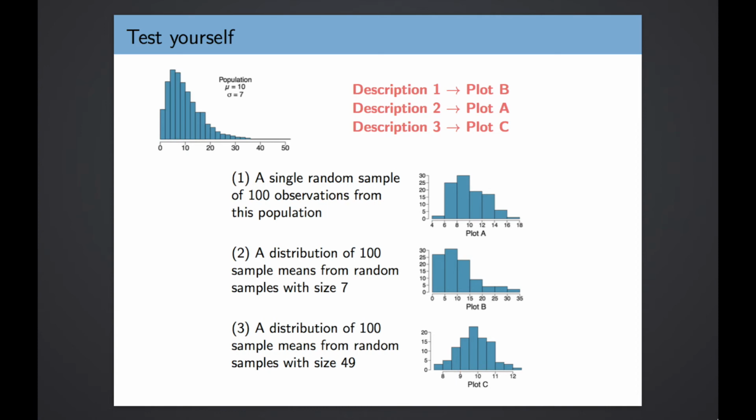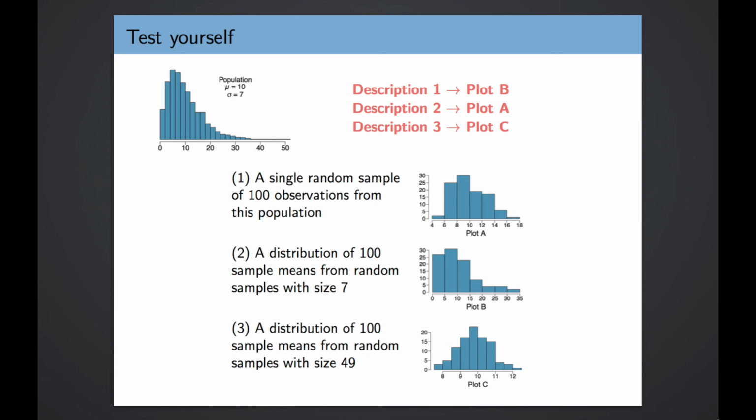The second description is a distribution of 100 sample means from random samples of size 7, so pretty small samples that we've calculated sample means for and plotted the means. So in this case, that's plot A. This is a distribution of sample means that's still pretty right skewed. It doesn't look very normal, and that's because the samples that we are drawing are pretty small.